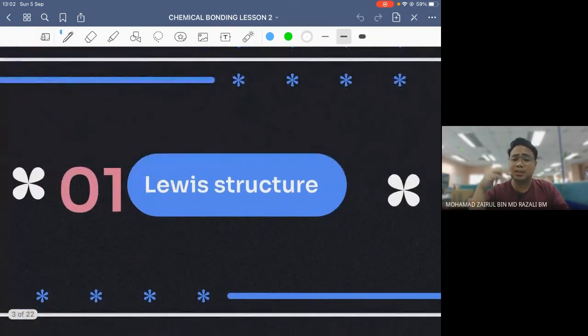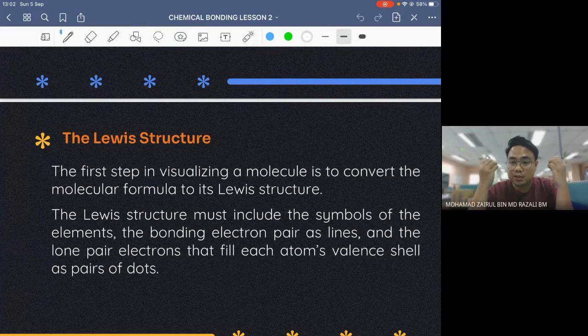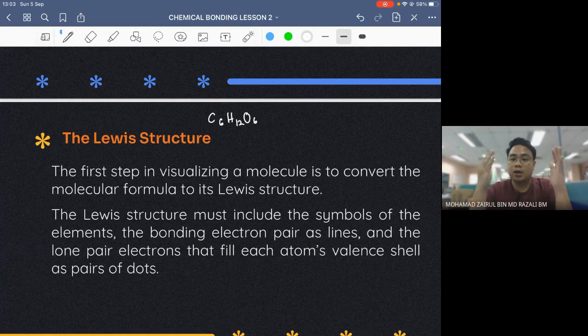Okay, Lewis structure is basically a structure to represent the covalent species. So in order to visualize a molecule, macam mana bentuk molekul tu dalam space, we need to convert the molecular formula to the Lewis structure. Sebab kalau awak hanya depend on the molecular formula of the compound, so for example for glucose, glucose have the molecular formula of C6H12O6. From the molecular formula ni, awak takkan tahu macam mana bonding dia. Double bond ke, single bond ke, dia bond antara elemen apa dengan elemen apa, kita tak boleh tahu.